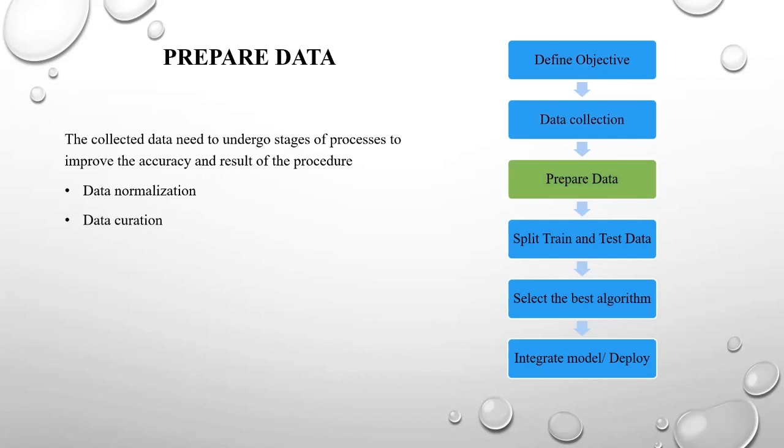The third step is prepare data. When you download your data from any type of database, it will be raw data. So it will contain missing values, null values, duplicate values, and zero values. That can become a hurdle in an ML analysis. So before using that data, we need to normalize it and curate our data.